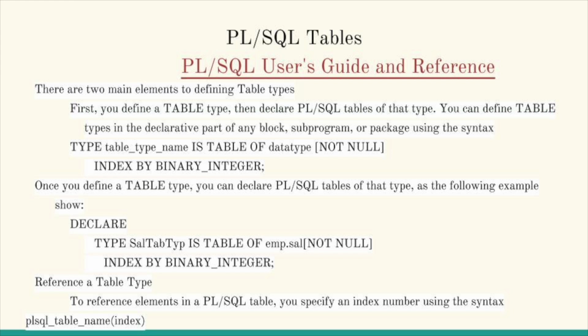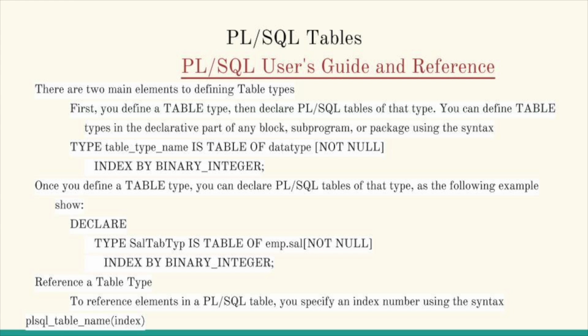TYPE table_type_name, where table_type_name is a type specifier used in subsequent declarations of PL/SQL tables. IS TABLE OF datatype, open brackets, NOT NULL, close brackets. You can add the NOT NULL constraint to a table type definition and so prevent the storing of nulls in PL/SQL tables of that type.